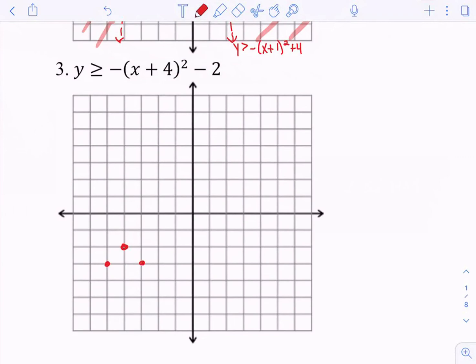So I'd always like to confirm in the calculator just to check my work. Negative 2. Yep. So here you have it. Now because it's greater than or equal to, we're going to have a solid line because of the or equal to. I'm going to label it.